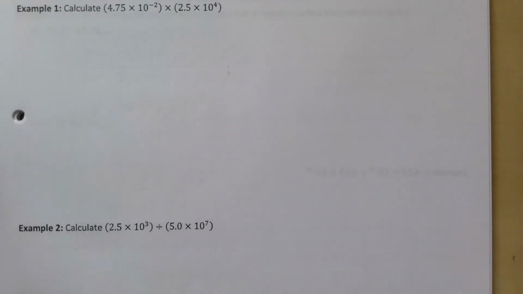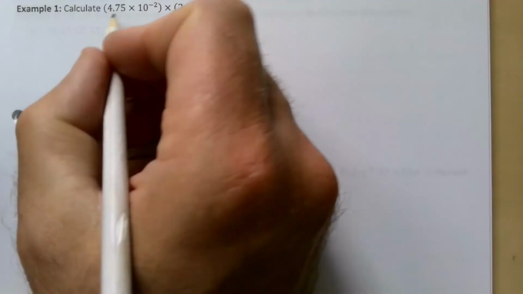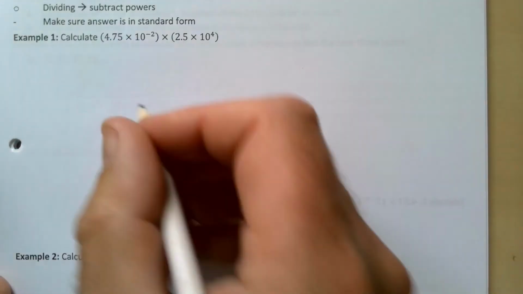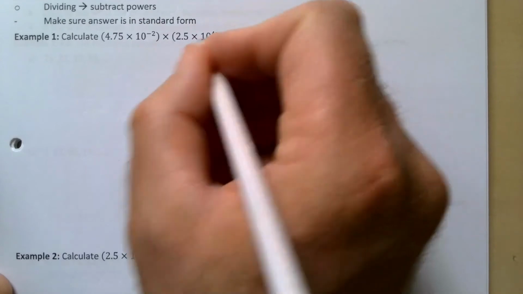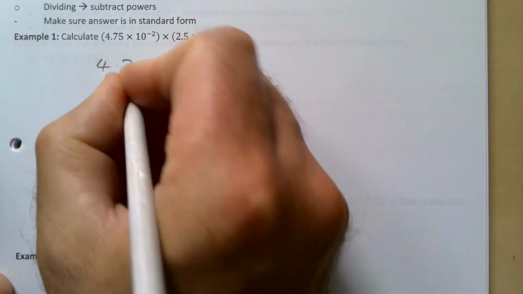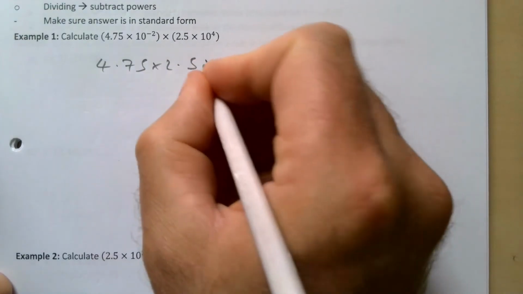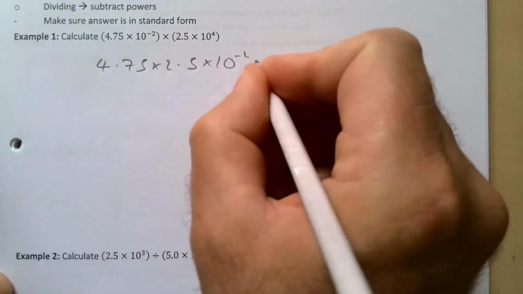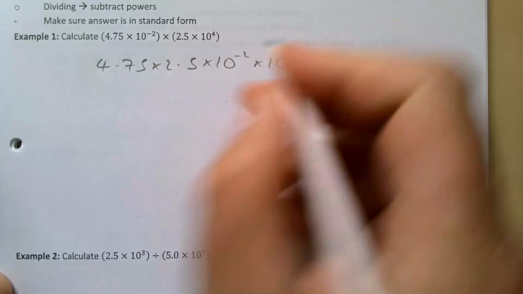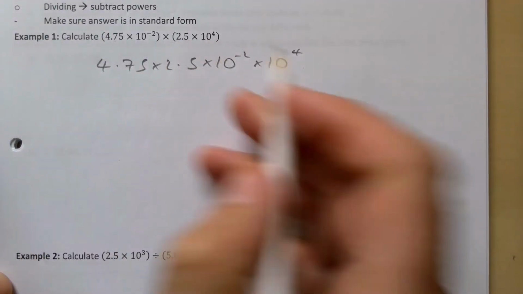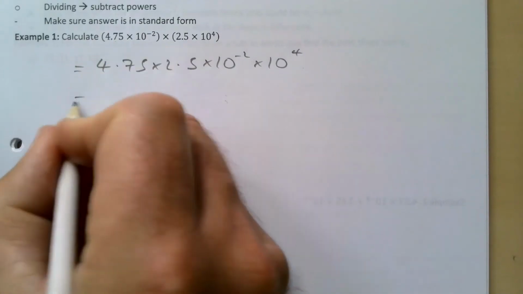Multiplying and dividing, we can keep them in standard form. You just need to keep your wits about you a little bit. So 4.75 times 10 to the power minus 2, 2.5 times 10 to the power 4. If we're multiplying these, we want to take the number bit, the 4.75 times the 2.5, times 10 to the power minus 2 times 10 to the power 4. We're multiplying 4 things here. This times this times this times this. Doesn't matter what order they're in, as long as it gives you the same thing.